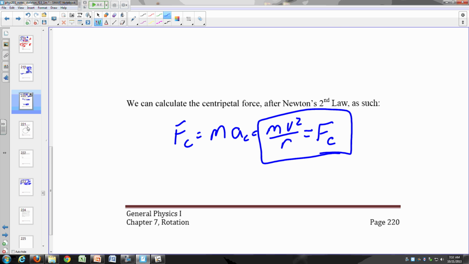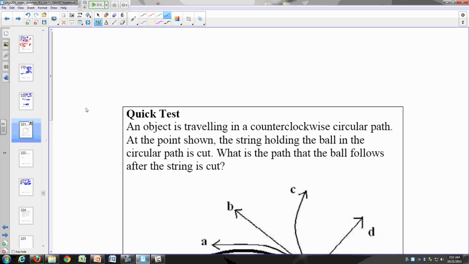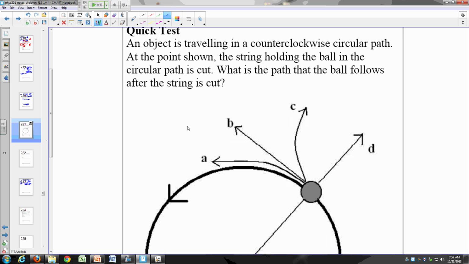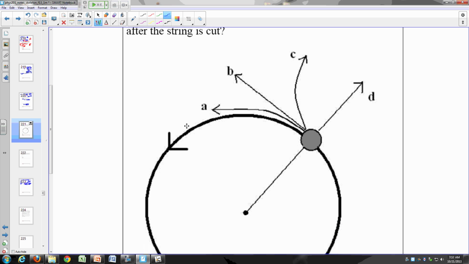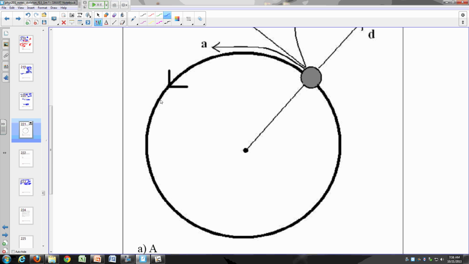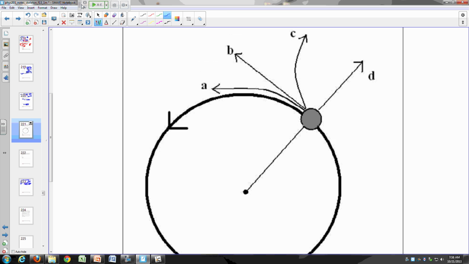Let's work through a problem. Actually, I think I have a clicker question right now. Why don't y'all try this one out? I have an object moving in a counterclockwise circular path, at the point shown right here. You cut the string, or you just let the string go. What path will the ball follow? A, B, C, or D? Click in.